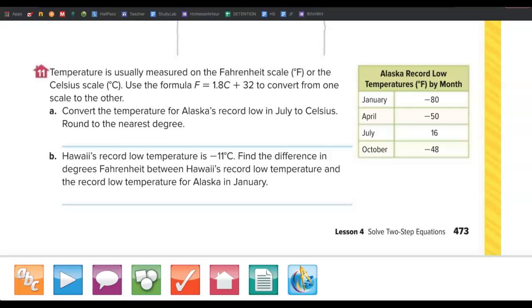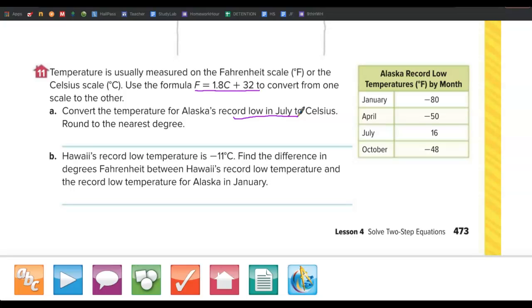Temperature is usually measured in the Fahrenheit scale or the Celsius scale. Use the formula F equals 1.8C plus 32 to convert from one scale to the other. A says: convert the temperature for Alaska's recorded low in July to Celsius, round to the nearest degree.